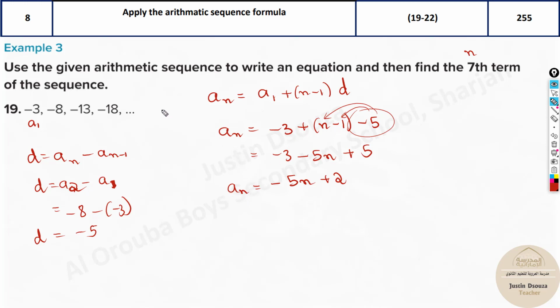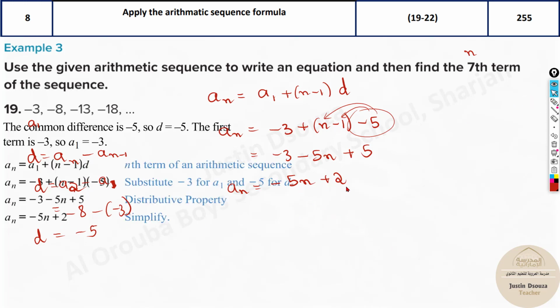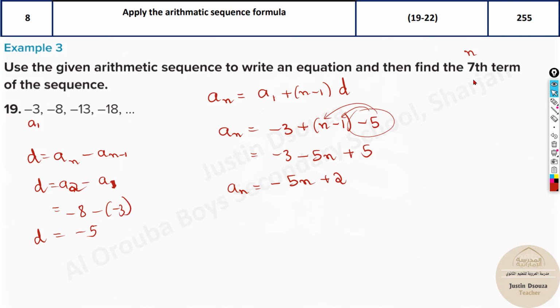So if they ask you just to write an equation, this will be the answer. You can see the first part is this, minus 5n plus 2. But now in the exam, if they ask you to directly find the seventh term, if you have already done this, now your seventh term is a7. So wherever n is there, just substitute 7, multiplied by n as 7 plus 2. Negative 5 times 7 is negative 35 plus 2, which gives you negative 33. This is the answer.